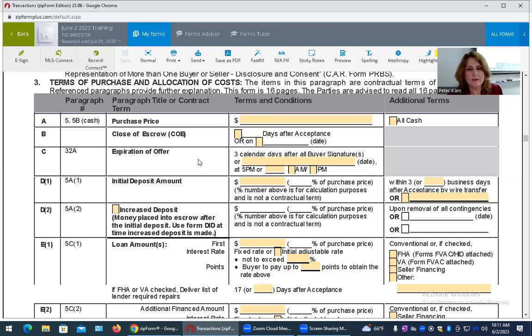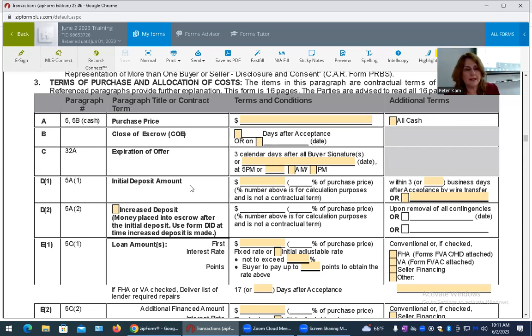Okay. Expiration of offer, 3 calendar days after buyer signature, it will default to that, or you can insert a date. If you have a lucky date or the people prefer a different date, you can insert that. It defaults to 5 p.m. or you could stick another time in there.